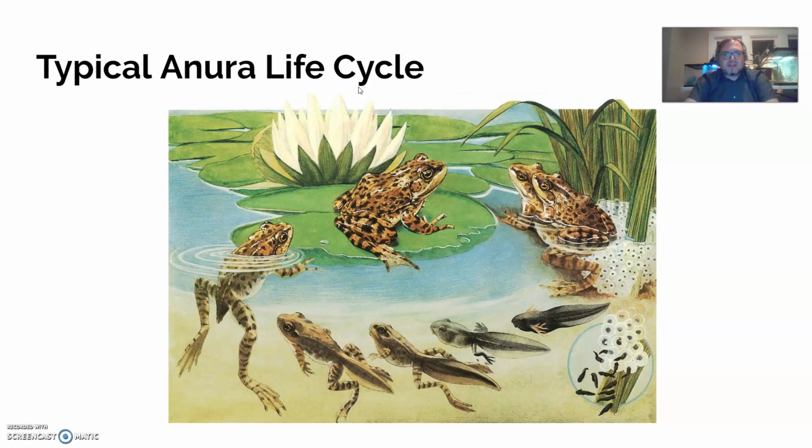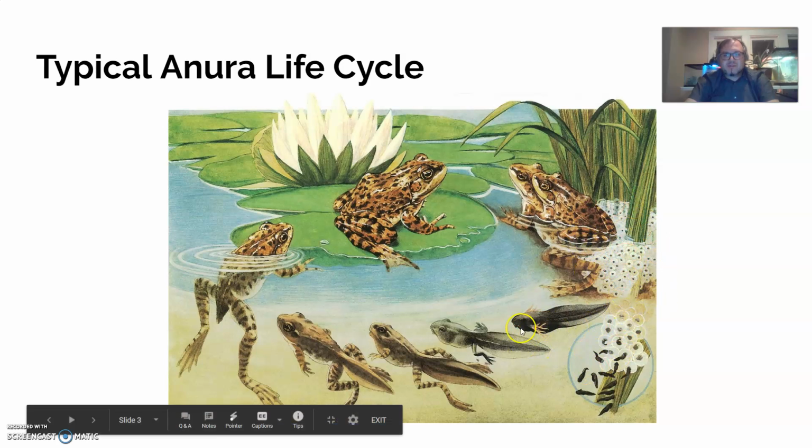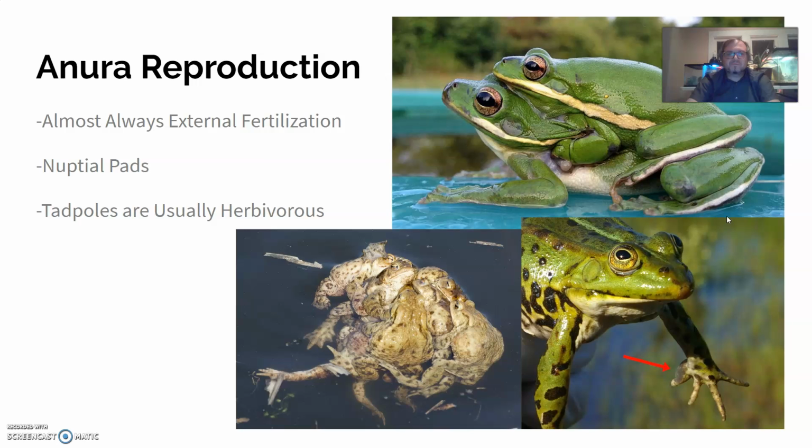So the typical Anura life cycle, this is probably one that you're pretty familiar with from earlier times in school. So again, we have adults that are producing eggs, fertilized externally, usually left to their own devices, developing into tadpoles that have gills. The tadpoles will gradually lose their tail and gain legs as they reach adulthood. Again, this is a metamorphosis that we're looking at.